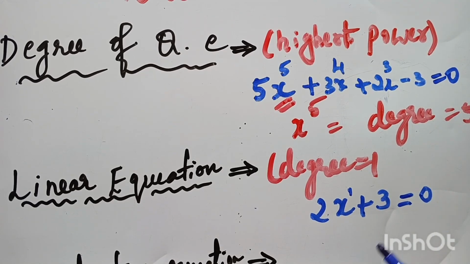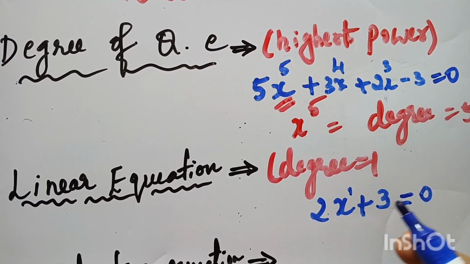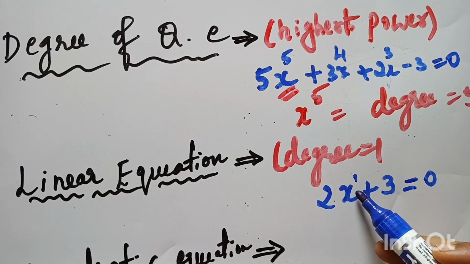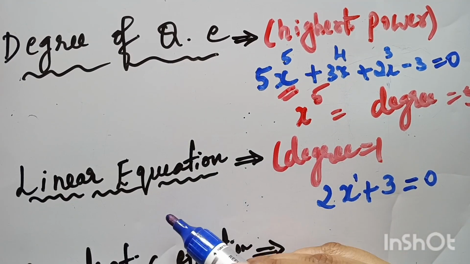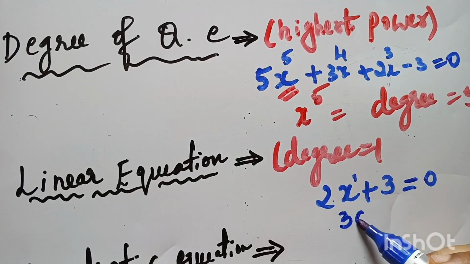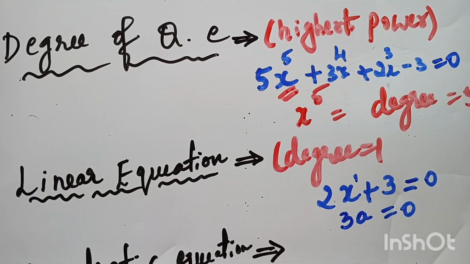And then it becomes an equation. When does it become an equation? When there is equality between the LHS and RHS. The left side should be there, and the right side should also be there. So this is an equation. If the highest power is 1, it is a linear equation. So we can also write 3a is equal to 0.